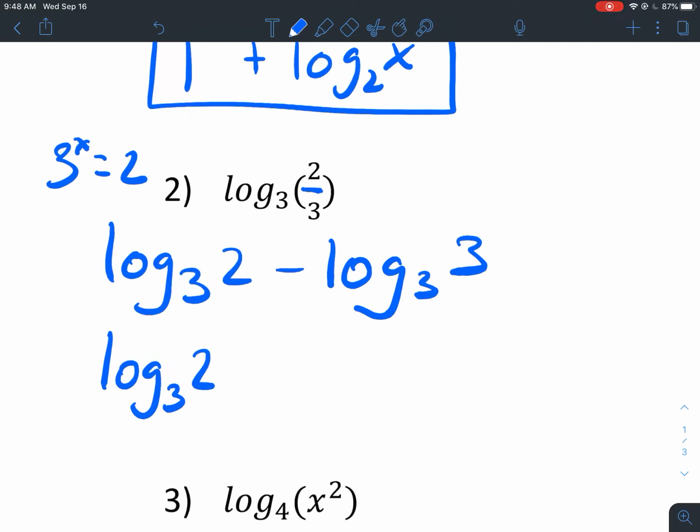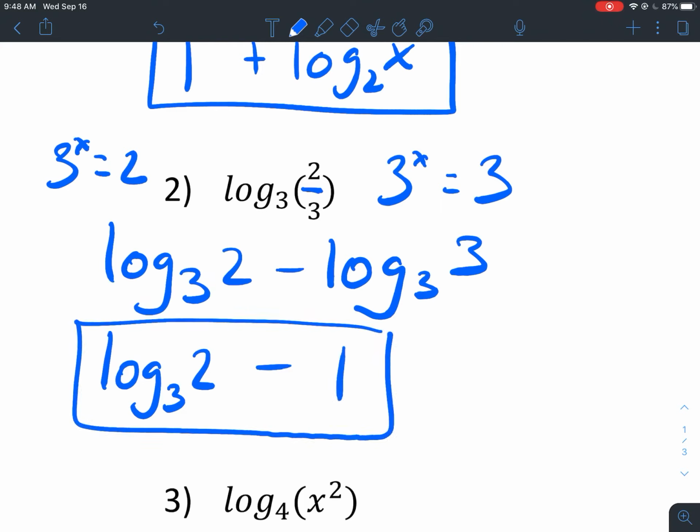Then for this log base 3 of 3, it's asking 3 to the power of what gives you 3? Well, it's 3 to the power of 1. So we can simplify that to just becoming a 1.